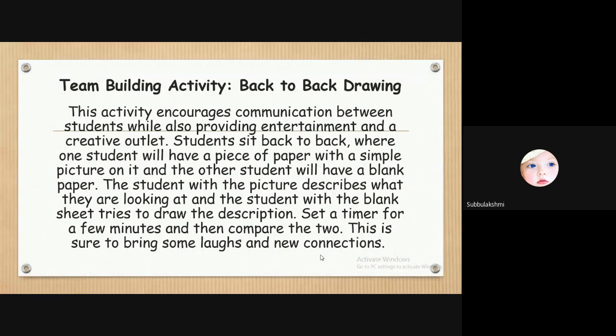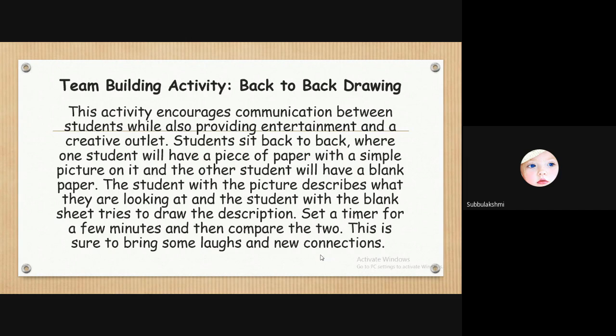They sit back-to-back, and one student will have a piece of paper, and the other student will have a blank paper. The person holding the paper will have a small picture, and the person who sits on the other side should describe the various features of the picture. Based on that hearing, the other person should try to draw based on the description.